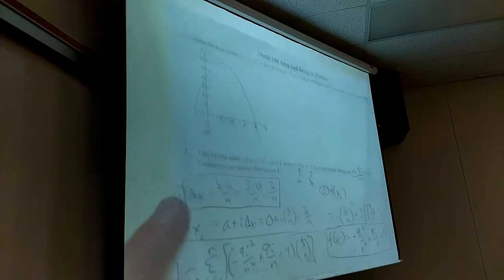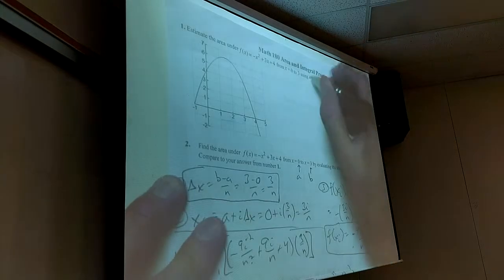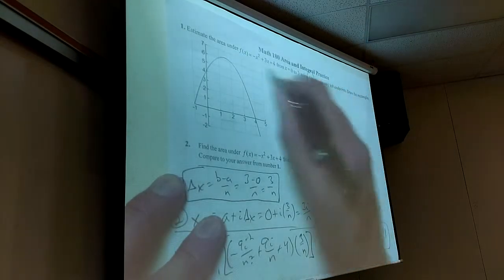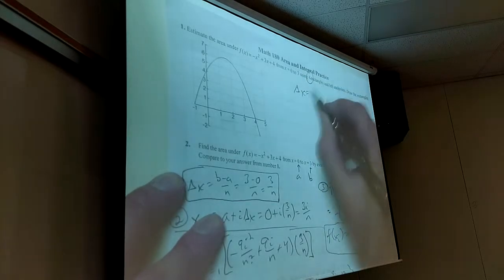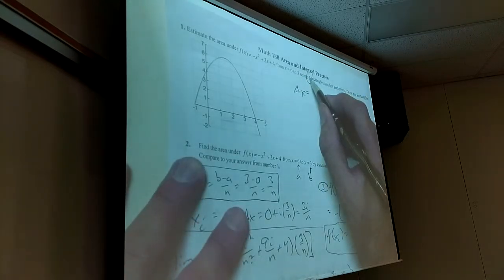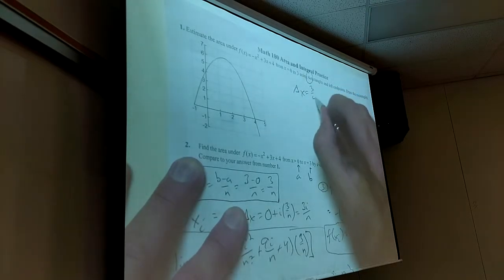And then the very first thing that was on here was to get an estimate to get things started. So if I want to use 4 rectangles, what would the width be up here? 4 goes underneath, right? So it'll be 3 over 4, so 3/4.